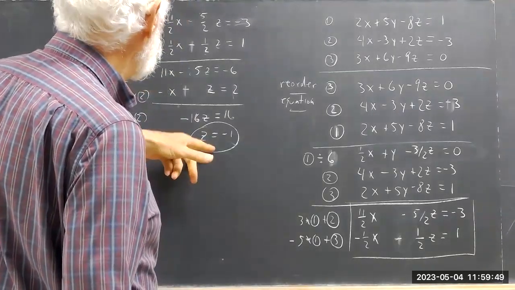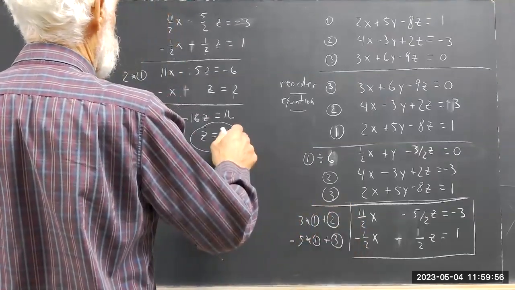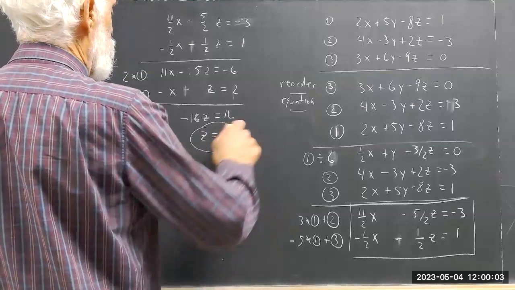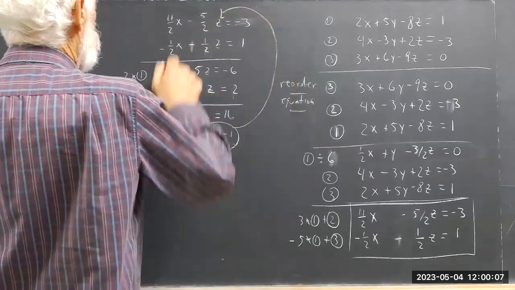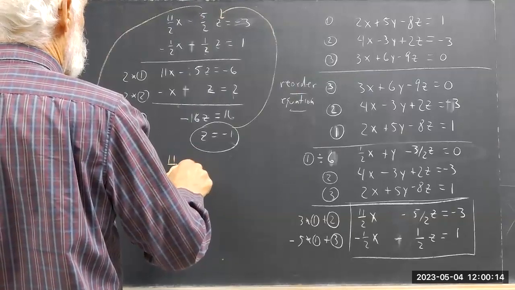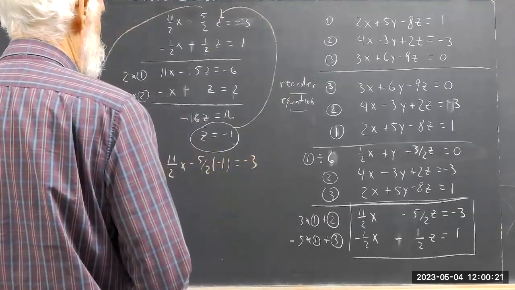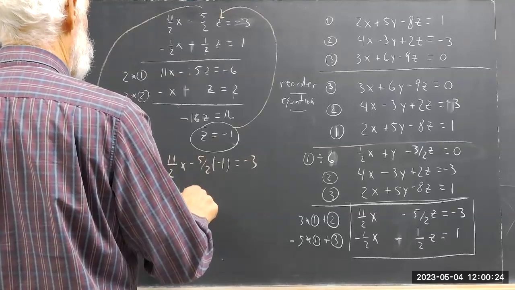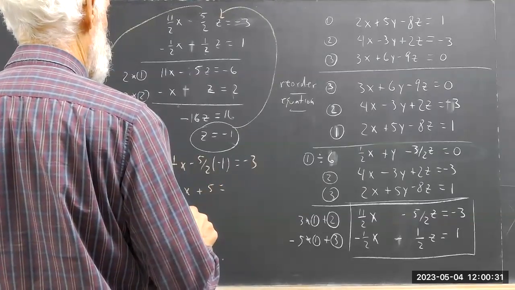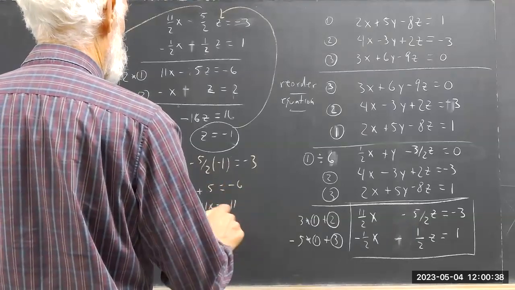Then I plug this into either of these two equations, because we're dealing with simultaneous equations. Well, I plug z equals -1 into this equation. That gives me 11 halves x minus 5 halves times -1 is 3. So that'll be 11x plus 5 equals -6. 11x equals -11, x equals -1.